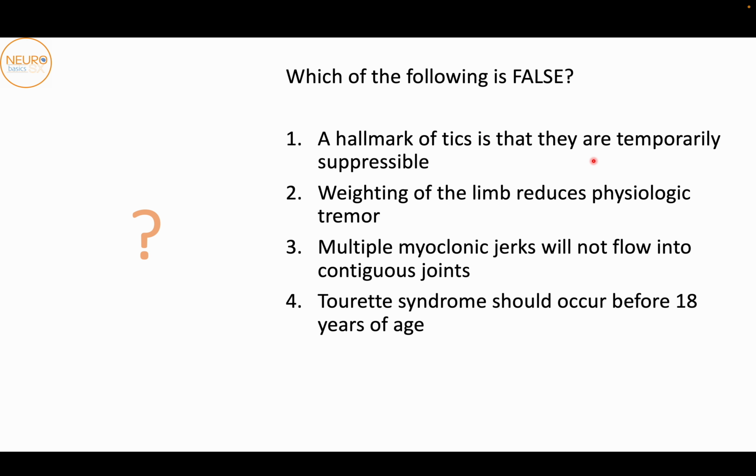Tics should be temporarily suppressible. Multiple myoclonic jerks should not flow into contiguous joints, otherwise that would be chorea. And Tourette syndrome should occur before the age of 18.